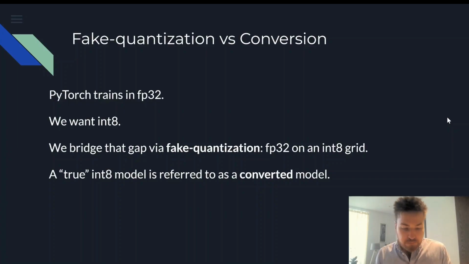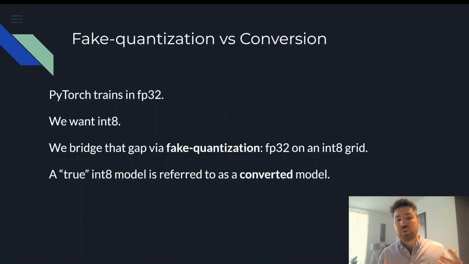Okay, so the question is, we have our PyTorch models or TensorFlow models, but my understanding is that most people work with PyTorch these days. PyTorch trains typically in floating point 32, but we want int8. So how do we bridge that gap? The way it is done is via something called fake quantization. Basically, your model is still floating point 32, but the tensors are snapped onto this int8 grid. So they're rounded onto this int8 grid.